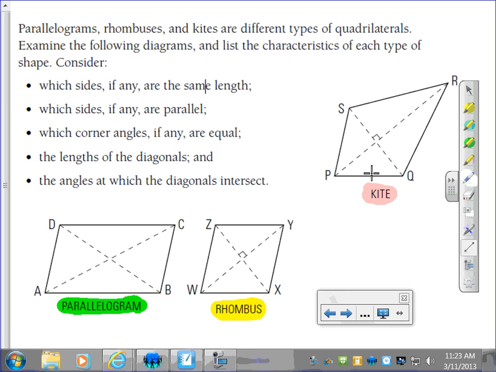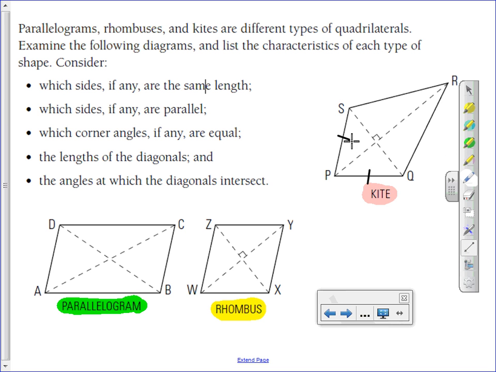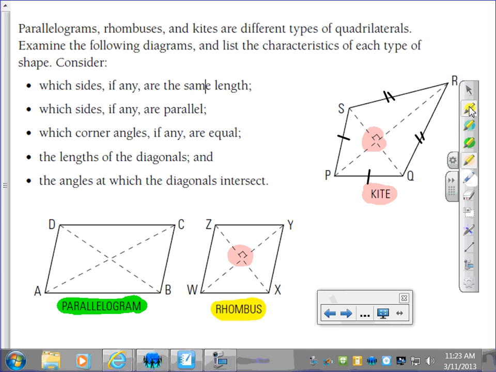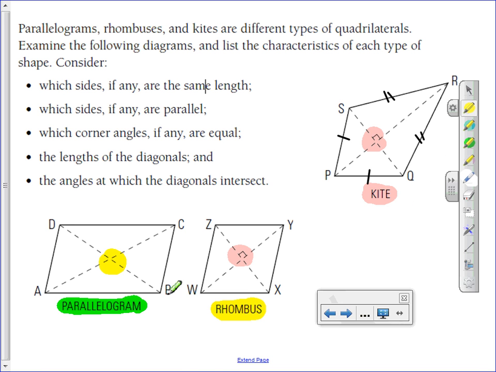You'll also need to look at a kite, and a kite is a parallelogram that has a unique feature in that these two sides are going to be equal, and then these two sides, SR and QR, would also have the same measure. And you can see the diagonals for the kite meet at 90 degrees, the diagonals for the rhombus meet at 90 degrees, but the diagonals for the parallelogram do not meet at 90 degrees.